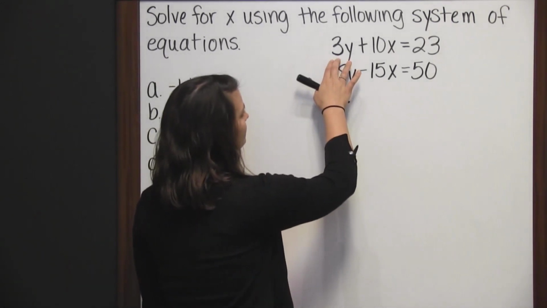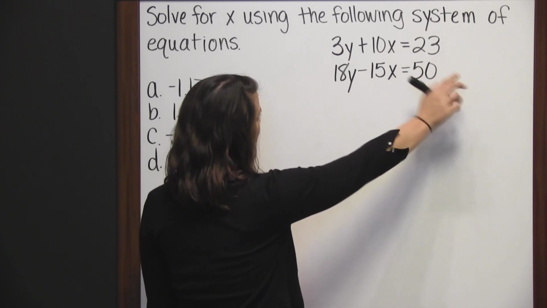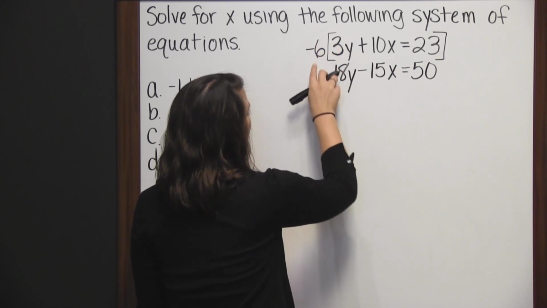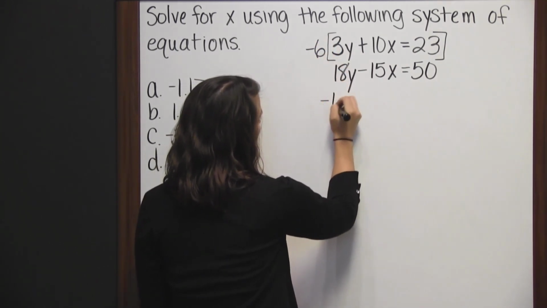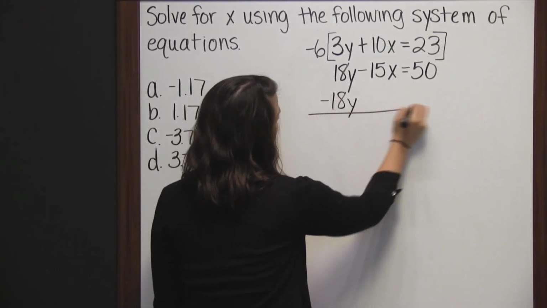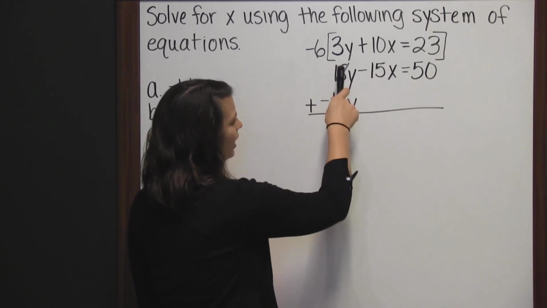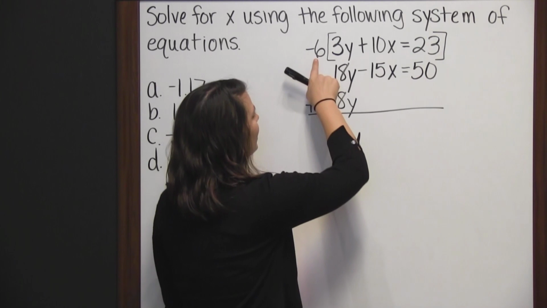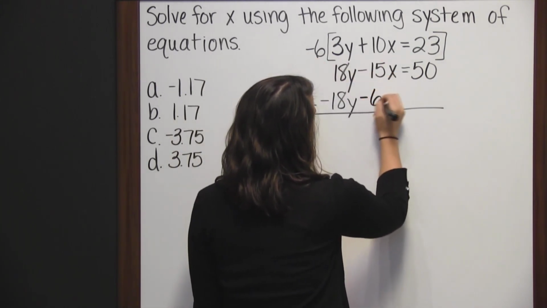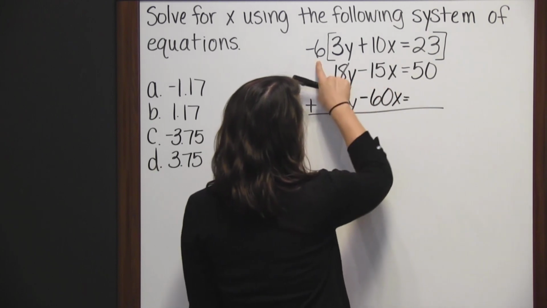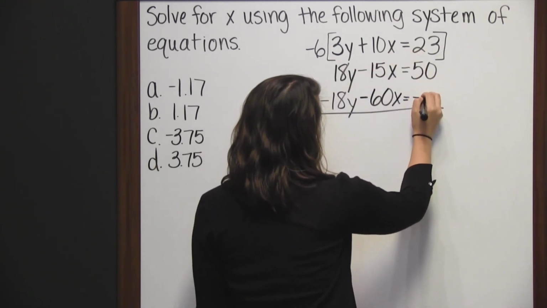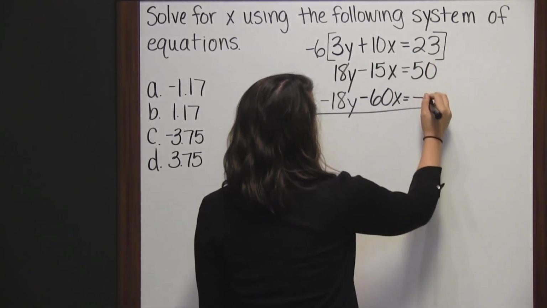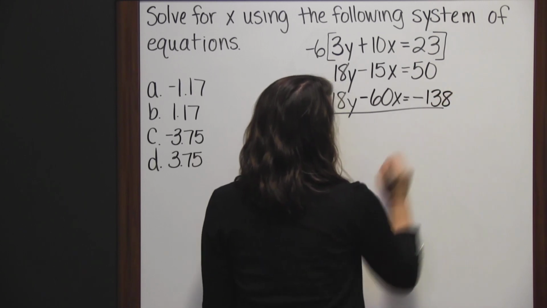To get rid of y, I need to multiply this whole equation by negative 6. Because negative 6 times 3y is negative 18y. And then when I add my two equations together, 18y and negative 18y will cancel or eliminate. Negative 6 times 10x is negative 60x. And negative 6 times 23 is negative 138. 6 times 20 is 120. 6 times 3 is 18, so 138.